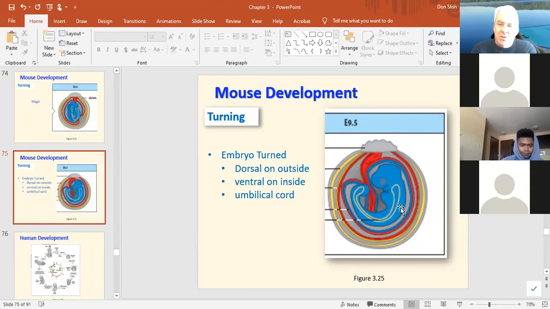And now you've got dorsal on the outside, ventral on the inside. The ectoderm has divided and covered everything. So you've got skin all over everything. And at this point, you've got the brain forming. You're kind of far along here. You've already got an eye spot starting there. And here's your umbilical cord coming out of the ventral side.